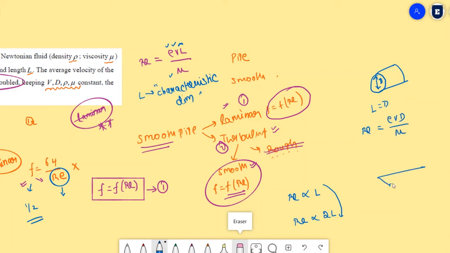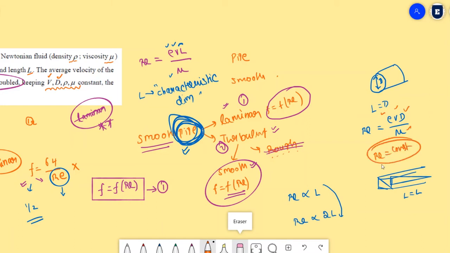For external flow, something like over a flat plate, L will be the length of the plate. But for this case, that is why I said this pipe is a keyword for this question. Since it is a pipe, your characteristic dimension will be diameter. Now you could see that average velocity is constant, diameter is constant, density is constant, viscosity is constant, so Reynolds number is constant.